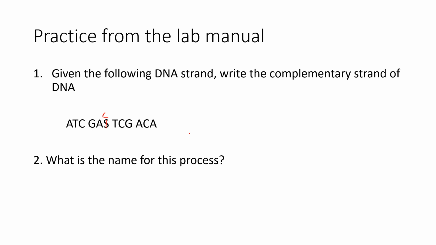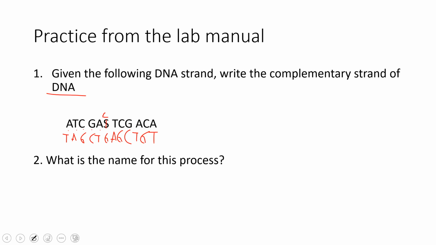Who knows? Anyway, given the following strand of DNA, the complementary strand of DNA. So what they're wanting us to do is that first thing that we had done. A goes to T, T goes to A, C goes to G, G goes to C, A to T. Hopefully that is a C in your lab manual. If it's not, I am very sorry, but C goes to G, then A, G, C, T, G, T.